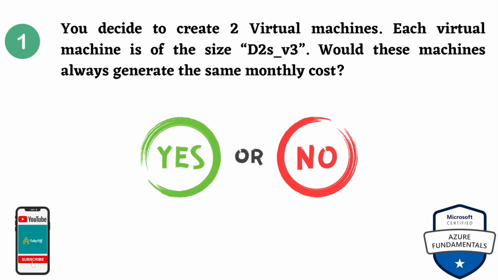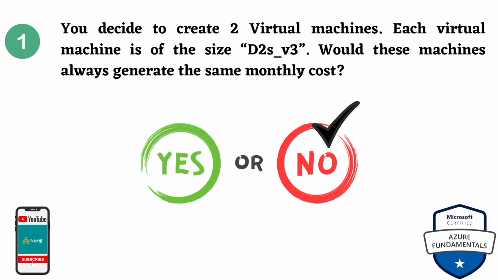So, the cost of the virtual machines always depends on the running time of the virtual machine. So, if any of the virtual machine goes into a stopped or a deallocated state, then it doesn't incur any cost. So which means, though you have 2 virtual machines of the same size, it does not incur the same monthly cost. So the answer for this is no.